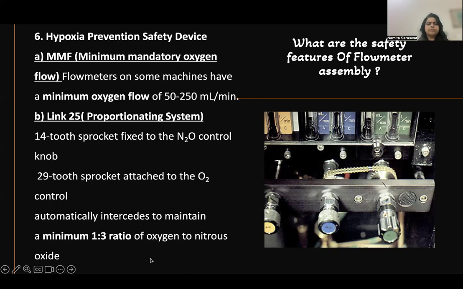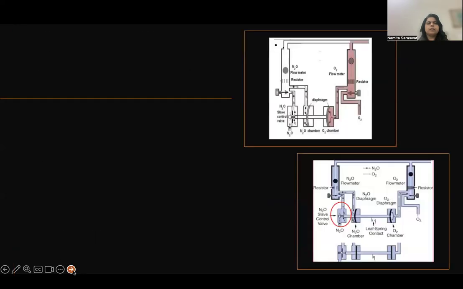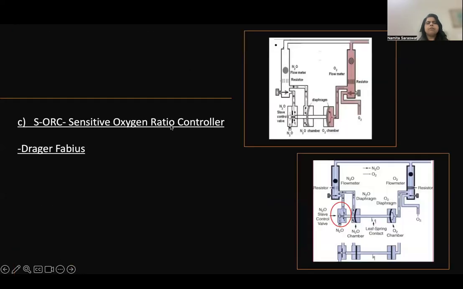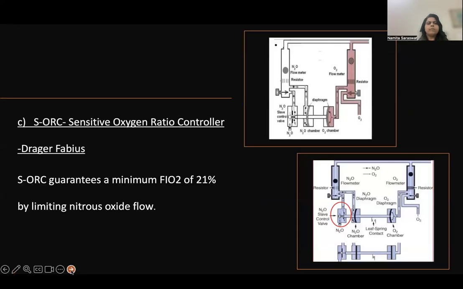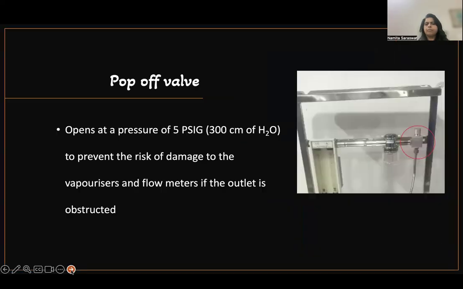The other one is the sensitive oxygen ratio controller, which is present in Dräger Fabius. It guarantees a minimal FiO2 of 21% by limiting the nitrous oxide flow. If the FiO2 reduces below 21%, nitrous oxide flow will be completely stopped.